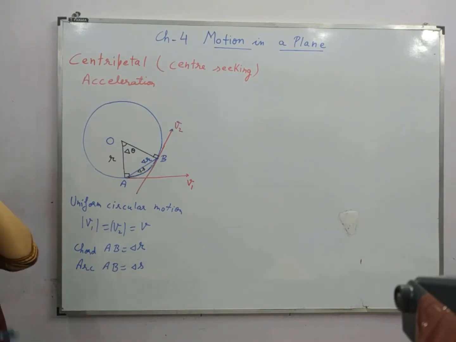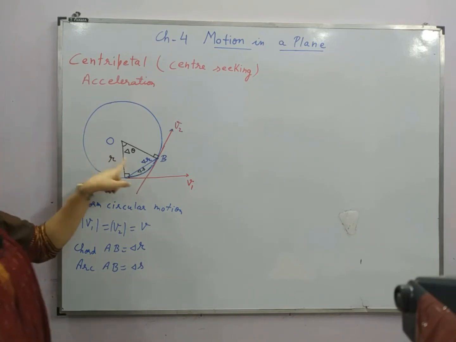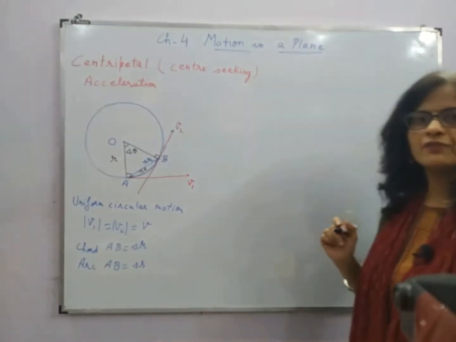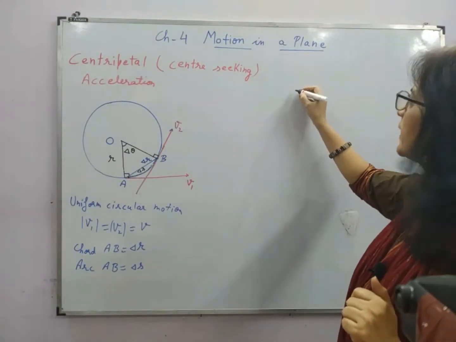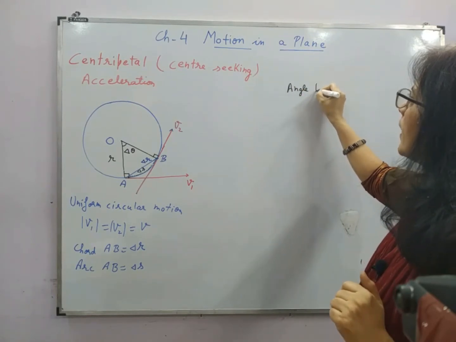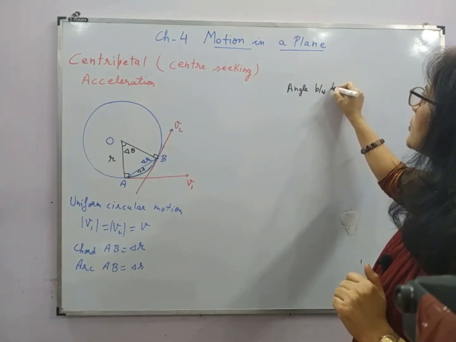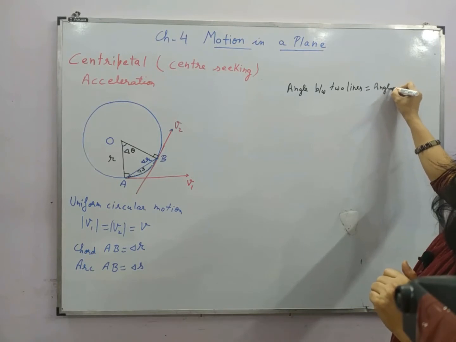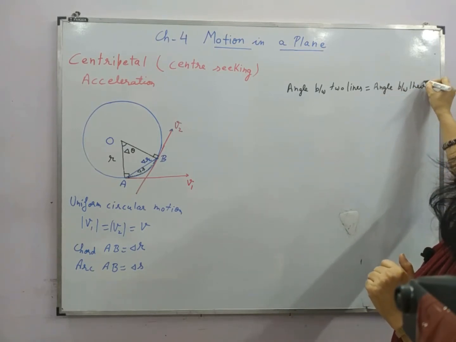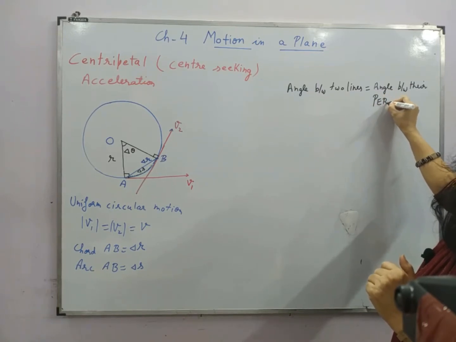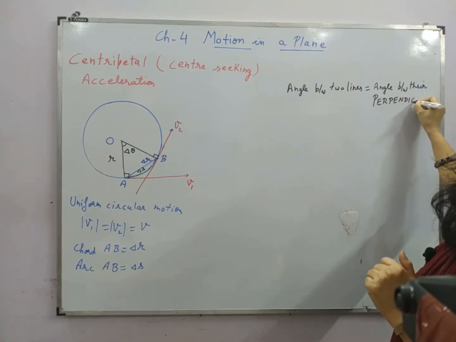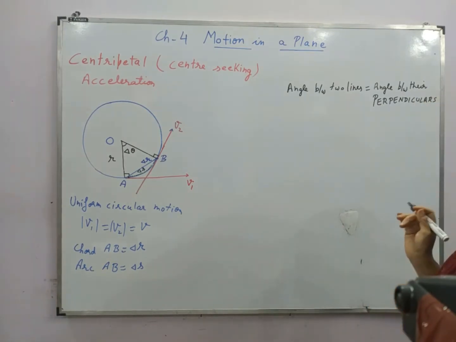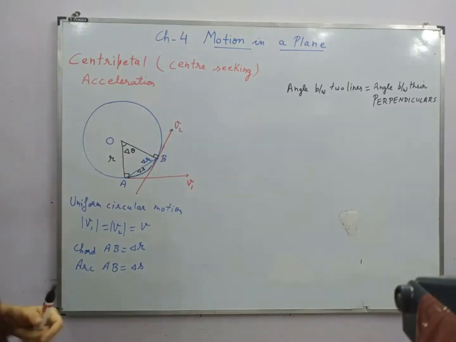Now the line which I am going to tell you now, you have to remember throughout your 11th and 12th, because this is a result derived from mathematics: the angle between two lines is equal to the angle between their perpendiculars. Very important relation.